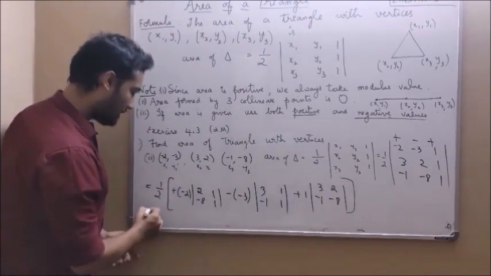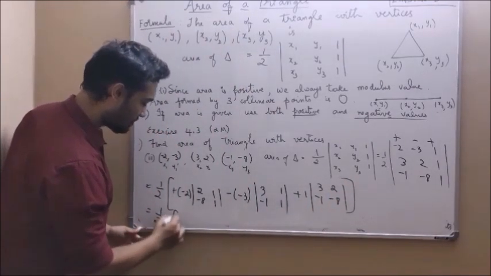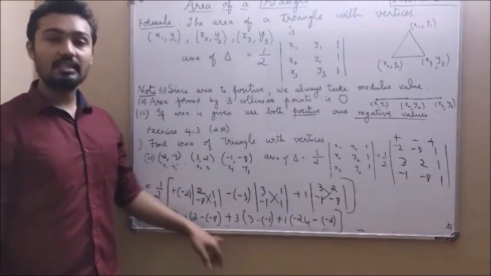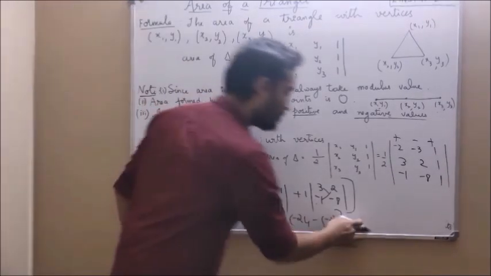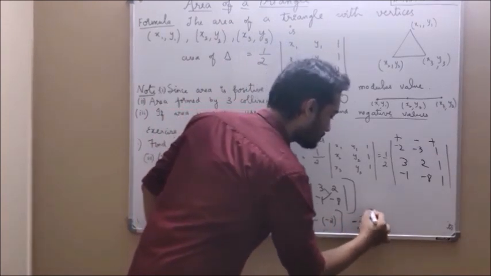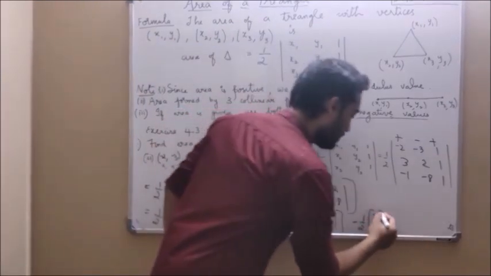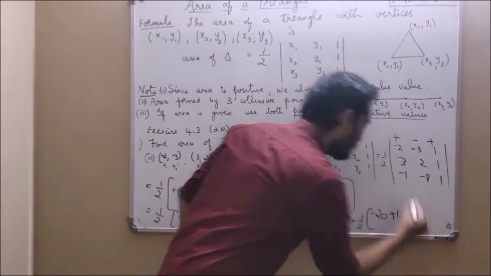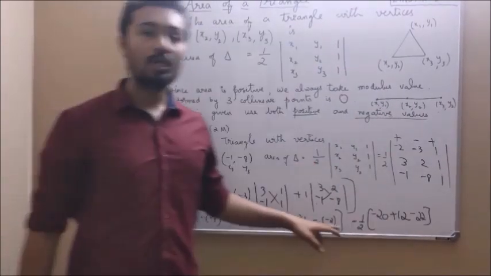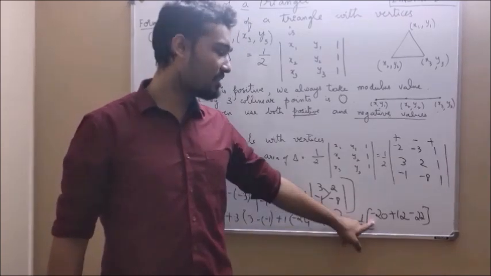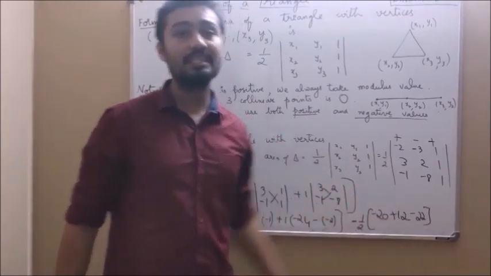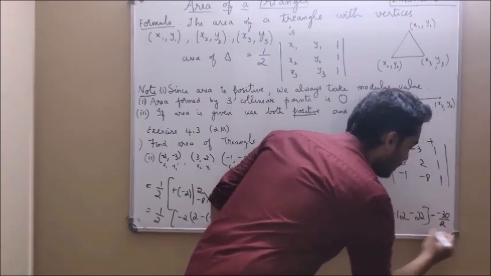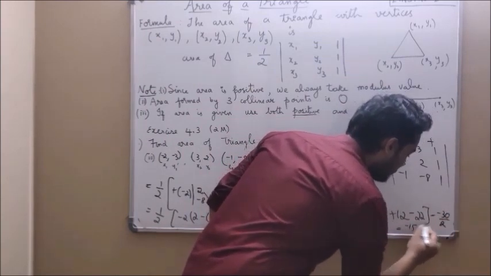Now take the determinant. So it is half minus 2 into. So this is the determinant. Now we solve. So this is equal to half minus 20. Then plus 12 is minus 22. So what is the value here? Minus 20 plus 12 minus 22 is minus 30. Minus 30 by 2. It is nothing but minus 15 square.